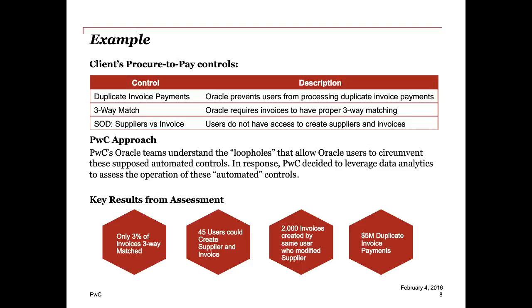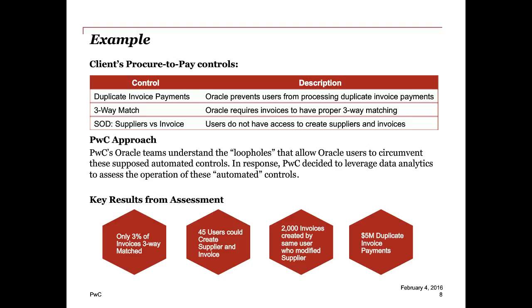And our results were very surprising to the client because of some of those complexities Steve sort of alluded to. At the bottom there, you see some of the examples of the things that we found. The client thought that 100% of their invoices were going to be matched, three-way matched. But what we found in reality, there's actually only 3% of their invoices were three-way matched. So the huge expectation gap as to what management thought was happening and what was actually happening.